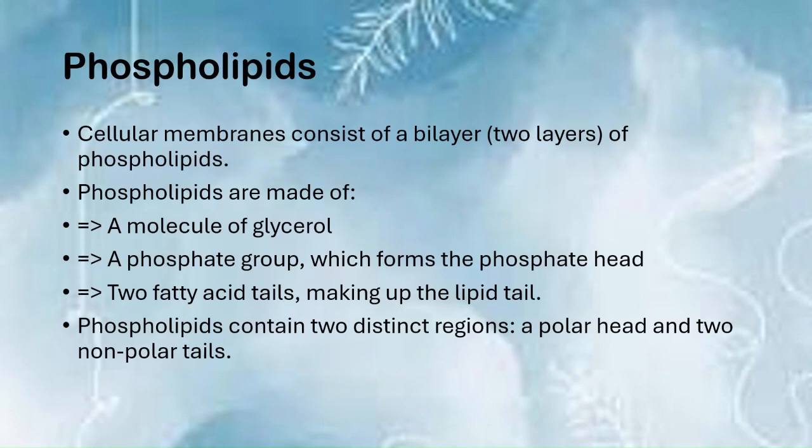Lipids. So cellular membranes consist of a bilayer of phospholipids. Phospholipids are made of a molecule of glycerol and a phosphate group, which forms the phosphate head, and two fatty acid tails, which make up the lipid tail. Phospholipids contain two distinct regions, so the polar head and two non-polar tails.